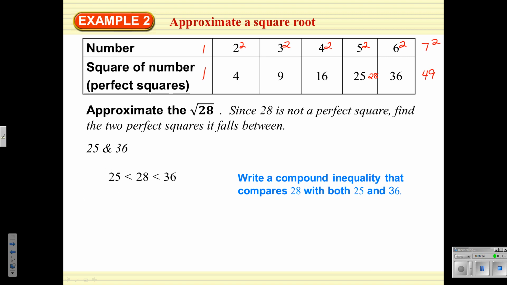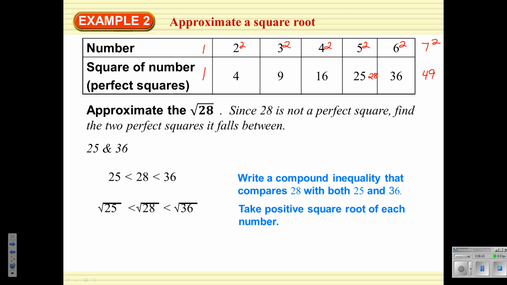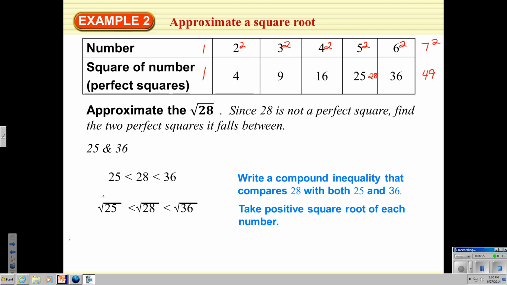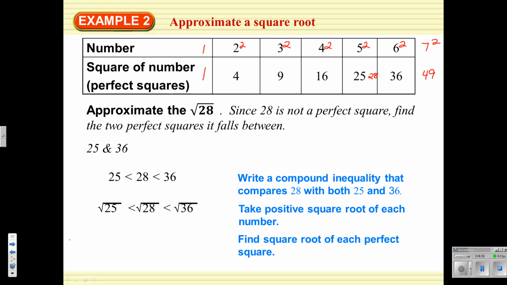All right, then we're going to take the square root of all three numbers. Okay, so take the positive square root of each number. So we have the square root of 25, and it's less than the square root of 28, and it's less than the square root of 36. Okay, so now we're going to actually take the square root of the two perfect squares, and we're going to get an answer of 5 and 6 on those outsides. Now, what it's telling us is the square root of 28 falls somewhere between 5 and 6. So it would be 5 point something. Okay, it's an irrational number, but it's between 5 and 6. 5 point something, something, something.